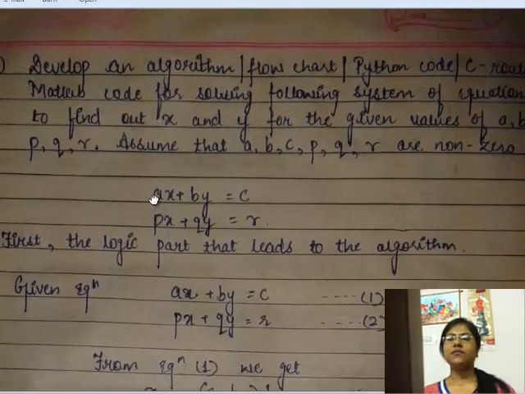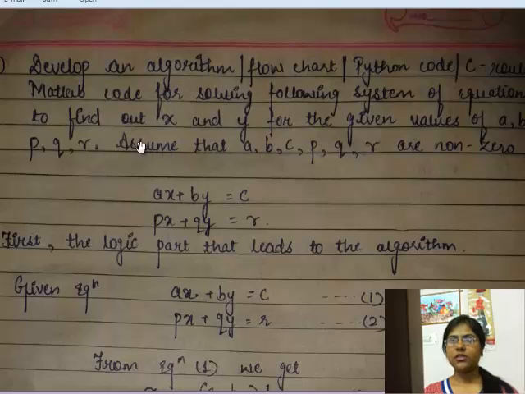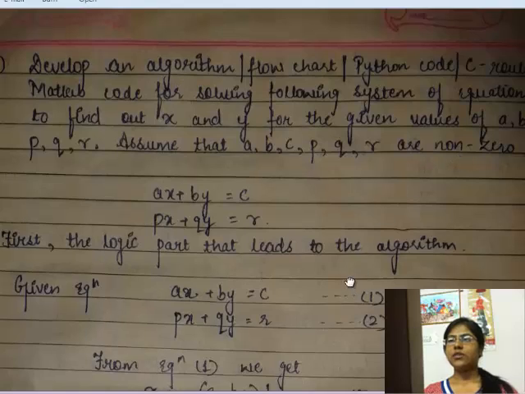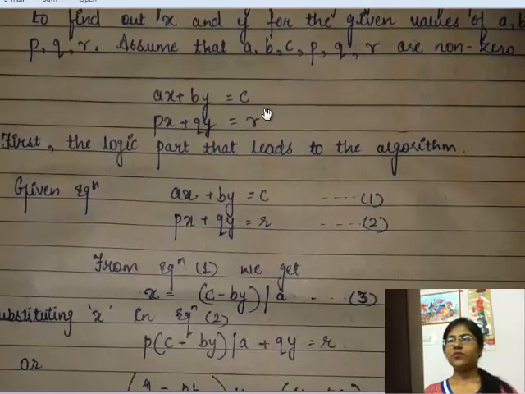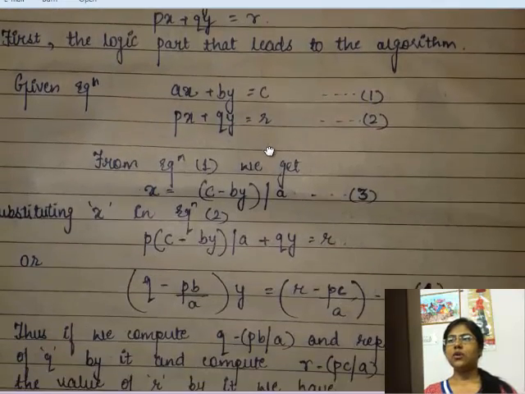So starting with the first question, we need to develop an algorithm or flowchart or Python code or C routine or MATLAB code for solving the following system of equations to find out the value of x and y for the given values of a, b, c, p, q and r, assuming that all these values are non-zero. So these are the set of equations that have been given to us.